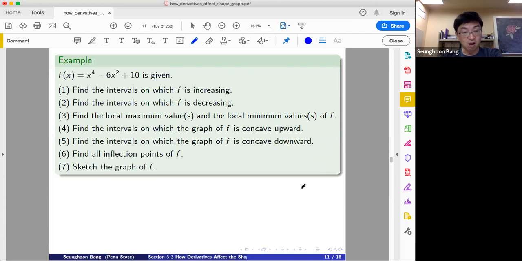So how can we solve this kind of problem? I will explain this one on another whiteboard. I can use the whiteboard here.